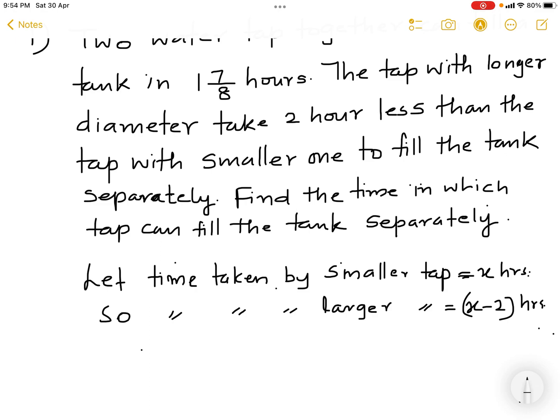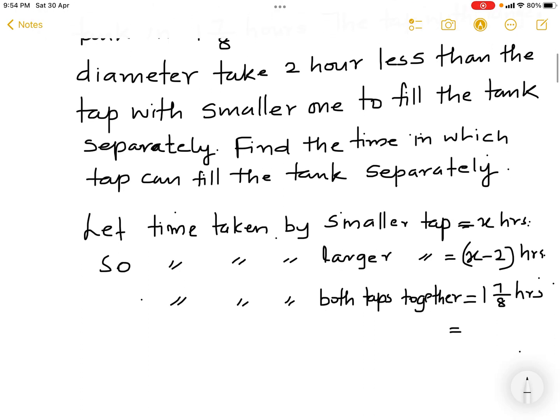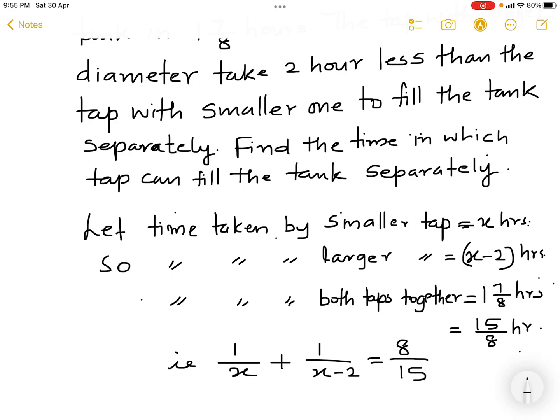Then, the time taken by both taps together is 7 by 8 hours. That is equal to 15 by 8 hours. Take the reciprocals of time: 1 by x plus 1 by x minus 2 is equal to the reciprocal of 15 by 8, which is 8 by 15.